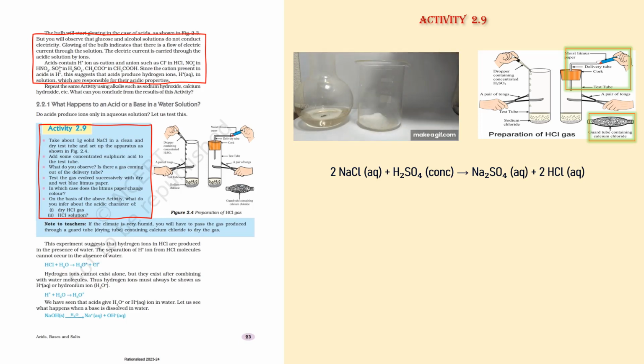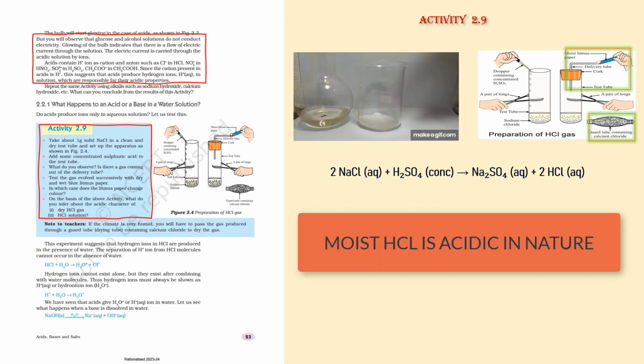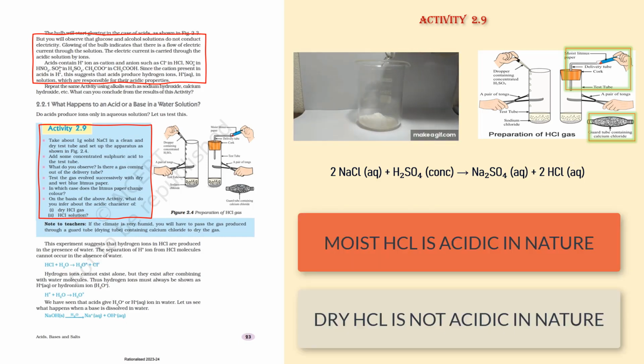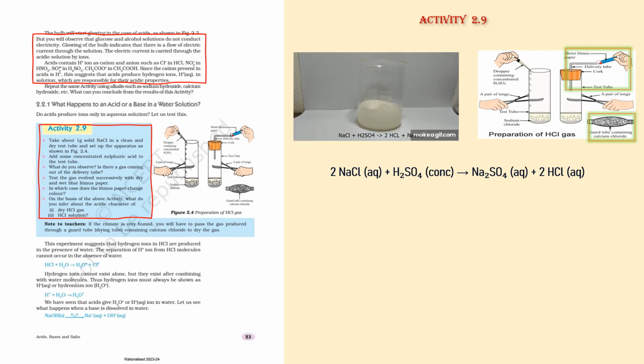So, the objective of performing this experiment is to differentiate between the same gas in two forms. Moist HCl is acidic in nature, dry HCl is not acidic in nature. Therefore, the acidic nature of HCl is enhanced. It is because of the H plus ions that are present along with water.